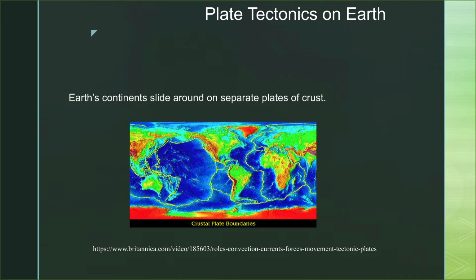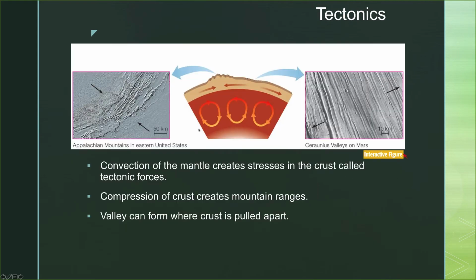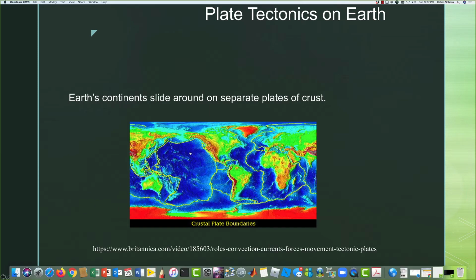So we're going to take a look at that, and you can see here all the yellow is the boundary of our plates on the Earth. See, it's plates, and we're going to see a video. And our continents slide around on these plates. Oh, that's the wrong way. Okay, let me go to a video.